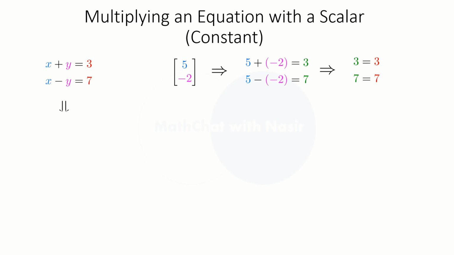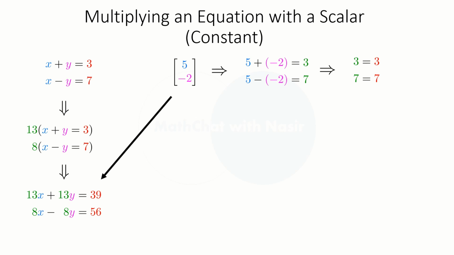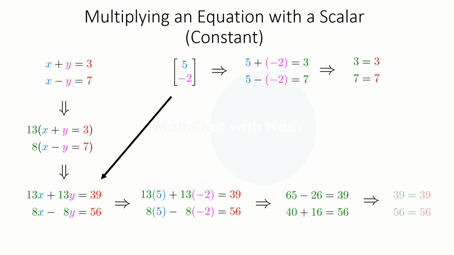Now let us multiply the first equation by 13 and the second equation by 8. The resulting system of linear equations is 13x plus 13y equal to 39 and 8x minus 8y equal to 56. Let us try the same solution in this modified system of linear equations. The same solution satisfies the modified form of linear equations as well. The solution is not affected.